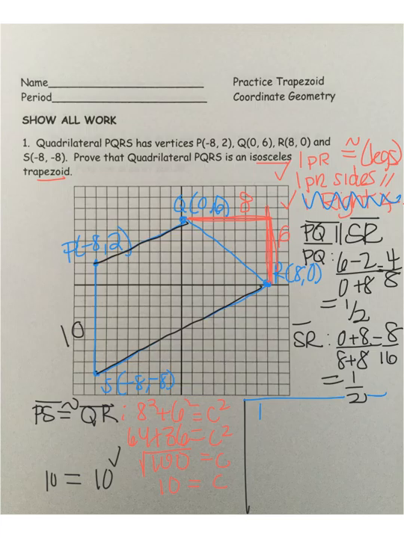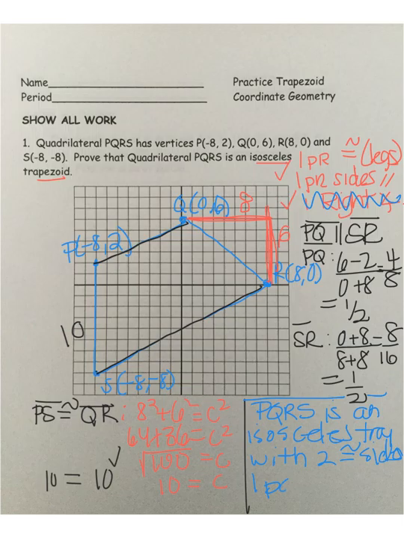Okay, so PQRS is an isosceles trapezoid with two congruent sides and one pair of parallel sides. Okay, that's my final statement.